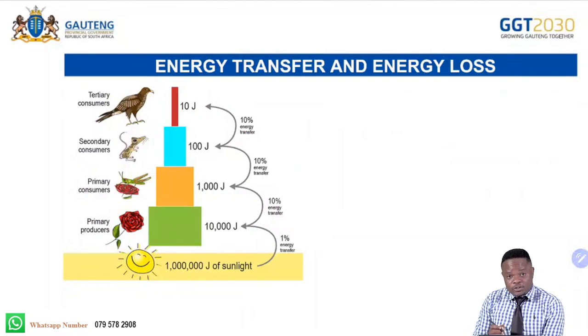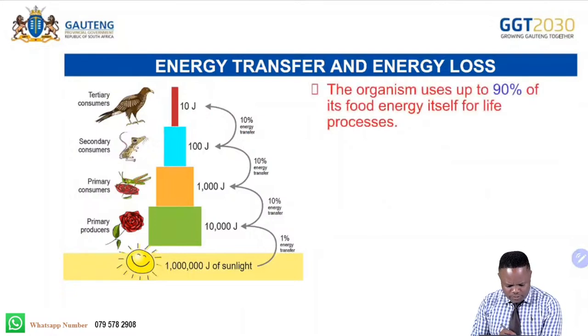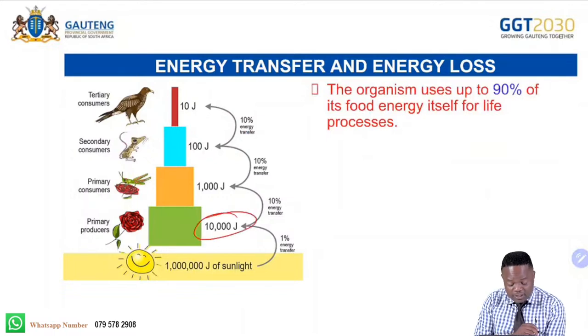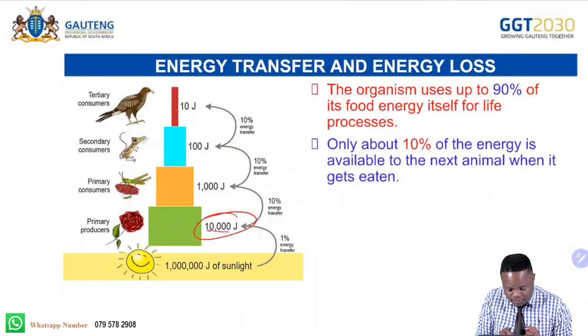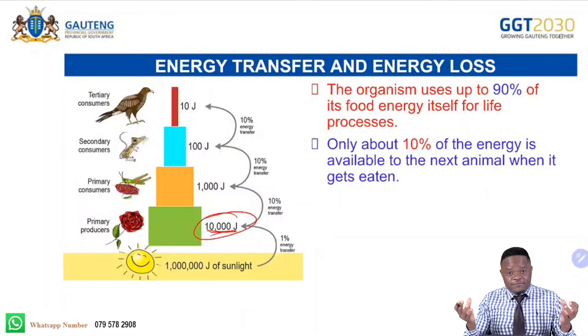As an illustration, let's put numbers, but these are not actual numbers, right? Suppose we have 10,000 joules of energy in our producers. Only 10% of the energy is going to be transferred to the next trophic level, right? The plants absorb energy from the sun. They say they absorb about 10,000 joules. This is just a rough figure. I want you to have a picture of how much will be transferred to the next trophic level.